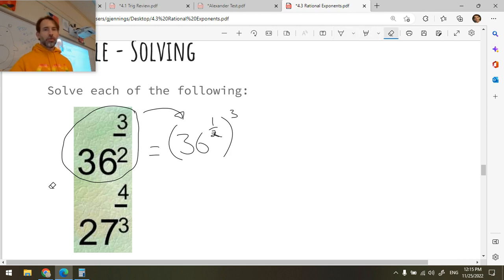And then I interpret 36 to the 1 over 2 as kind of a backwards exponent. Like I want to find the number that when multiplied by itself twice gives me 36. That number is, yes, good. So we can then simplify that. 36 to the 1/2 is 6. And then I raise 6 to the power 3. Well, what's 6 to the power 3?